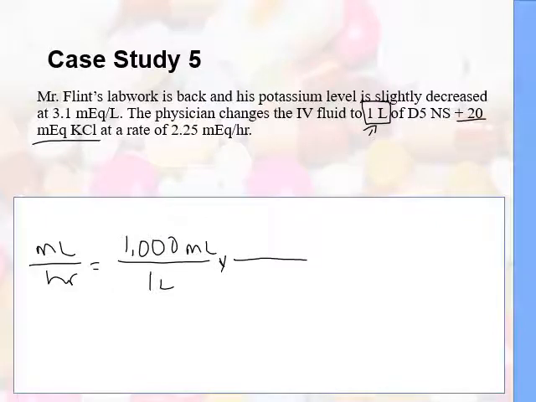Then your next fraction must have a liter in the numerator. 1 liter contains that 20 MEQs of KCl, which means my next fraction must have MEQs in the numerator. And our other piece of information has 2.25 MEQs per hour.